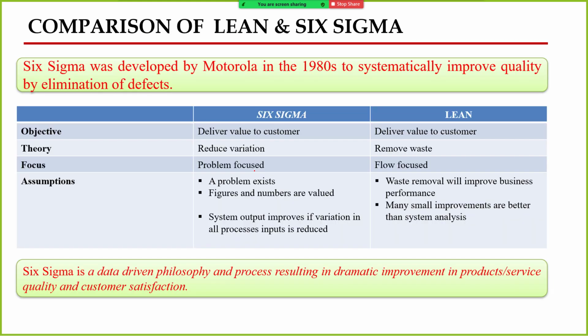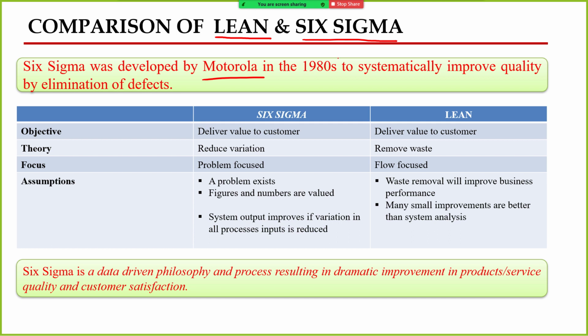Now we are going to talk about the difference between Lean and Six Sigma. First of all, as we have discussed earlier, the Six Sigma concept comes from the Motorola company, and they implemented this Six Sigma project in order to improve the quality of the process. Whereas the Lean manufacturing concept comes from the Toyota Production System from Japan.